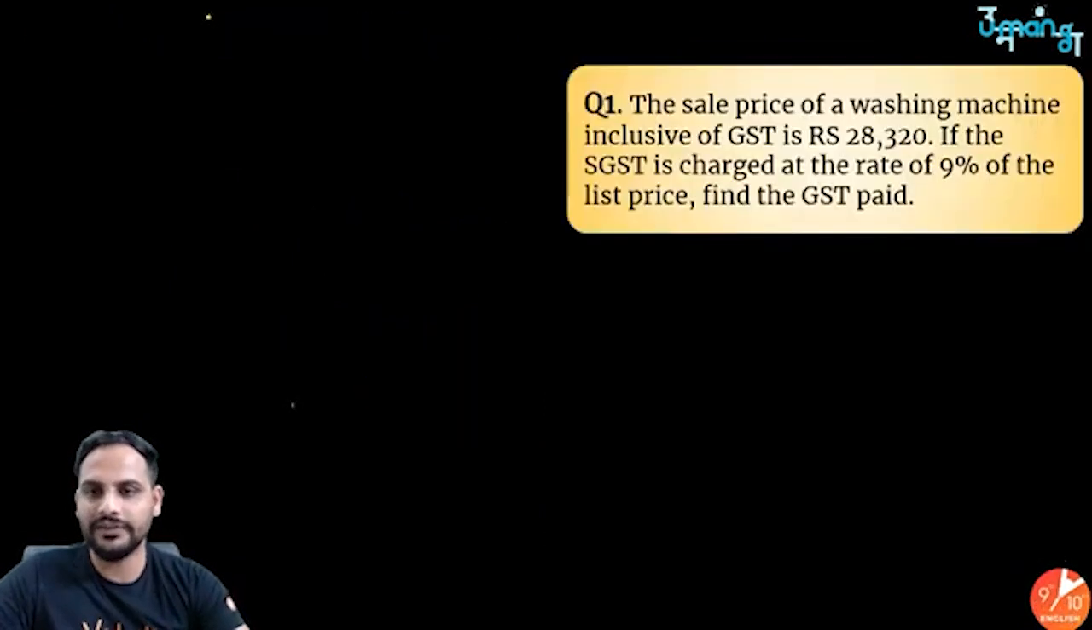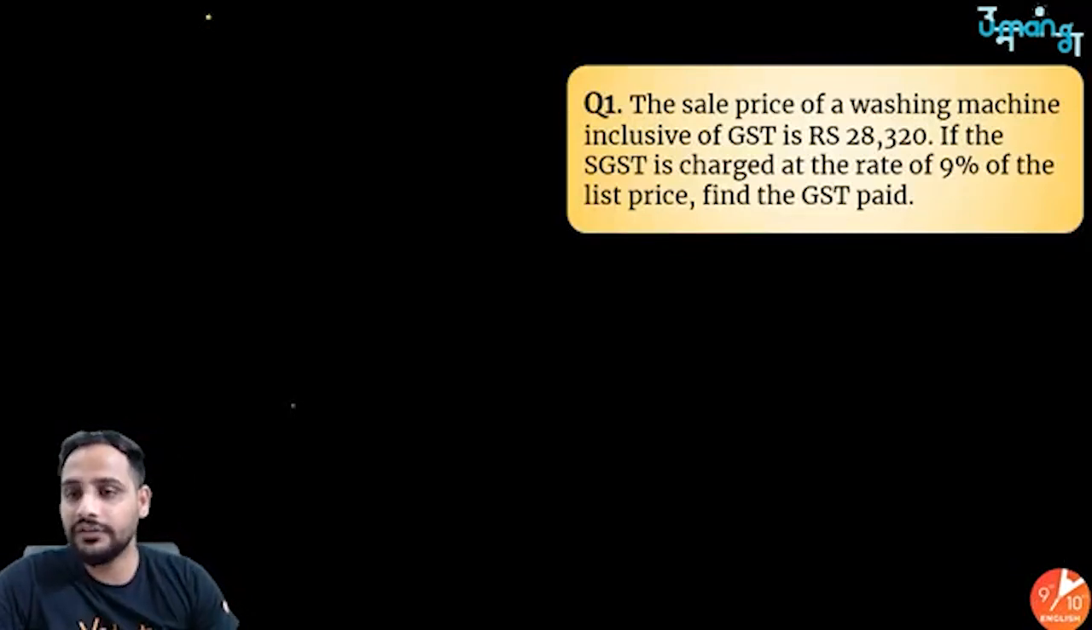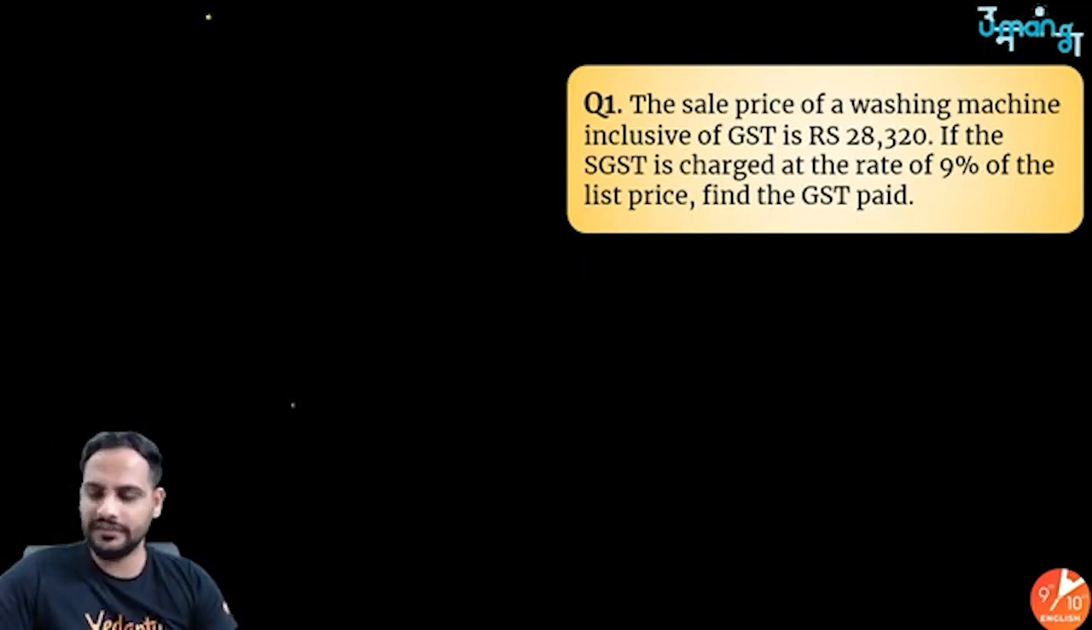Okay, now let's look at some questions. First question is this: the selling price of a washing machine inclusive of GST is rupees 28,320. If the SGST is charged at the rate of 9% of the list price, find the GST paid. Okay, so now very easy.